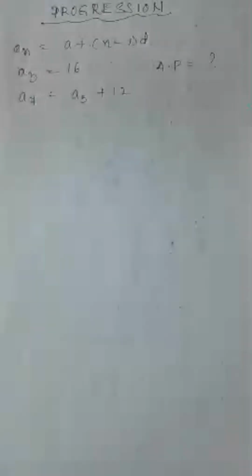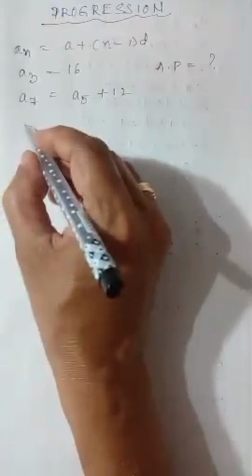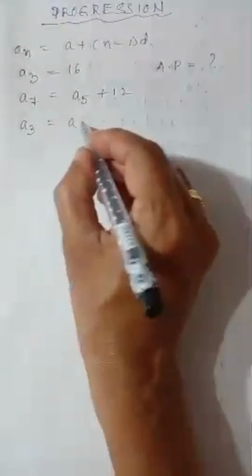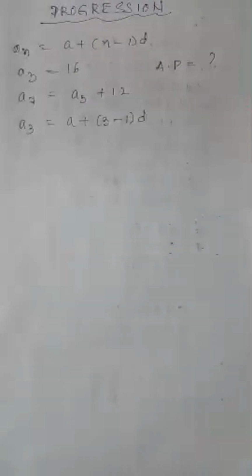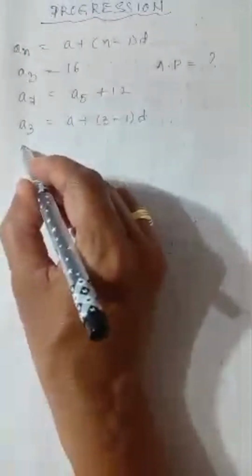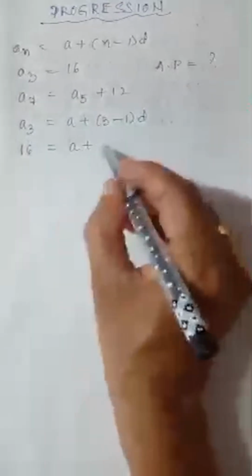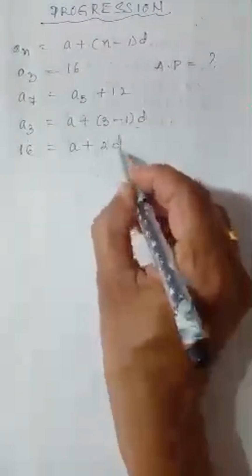Observe that here a3, using the formula a_n is equal to a plus (n minus 1) d. It can be written as a3, n is 3, so a plus (3 minus 1) into d. The value of the third term is given as 16, so in place of a3 write 16. Here a plus 2d equals 16. Take this as equation 1.